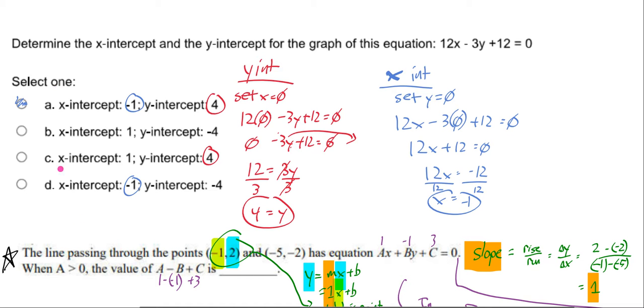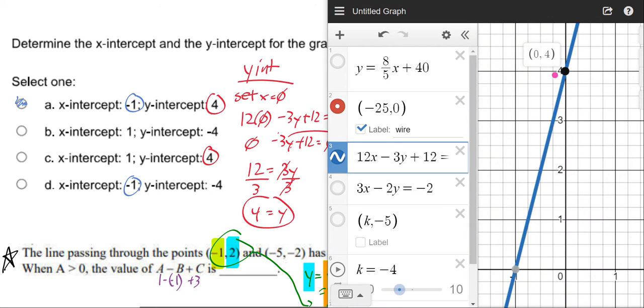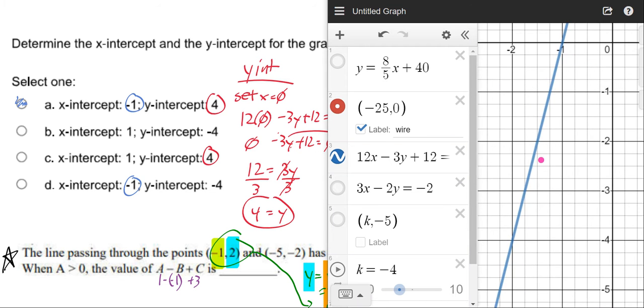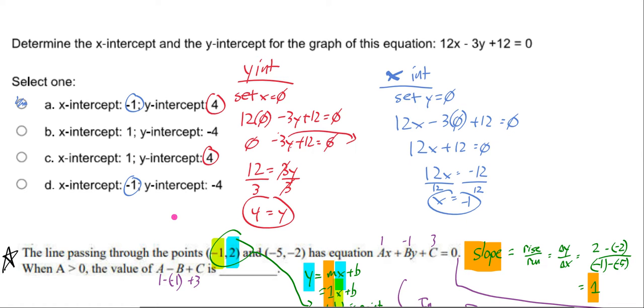It looks like that's the correct answer there. X-intercept -1, y-intercept +4. +4 for y-intercept, down here. -1 for x-intercept. It's good when your graph and your algebra match each other.